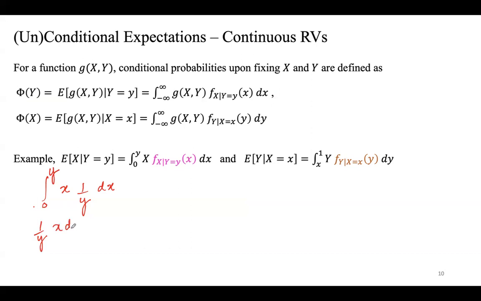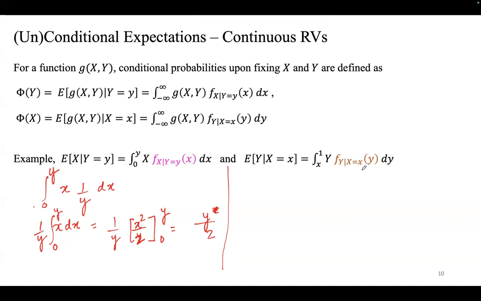It's going to be x dx. We're integrating from 0 to y. So y is a constant here, right? So x dx gives you x square by 2, going to be x square by 2 from 0 to y. So it's going to be y square by 2 divided by y. So it's going to be y by 2. This thing. Did this make sense? Okay, ma'am. Yeah.